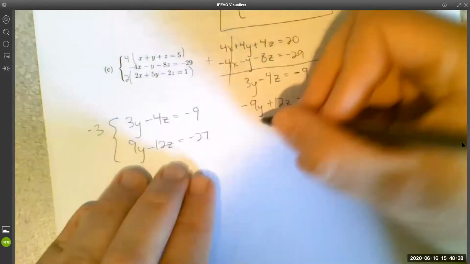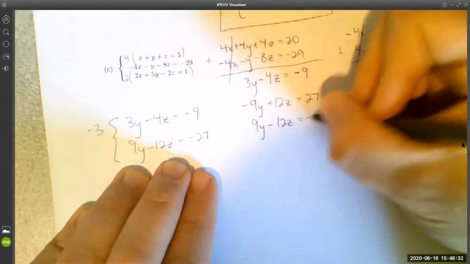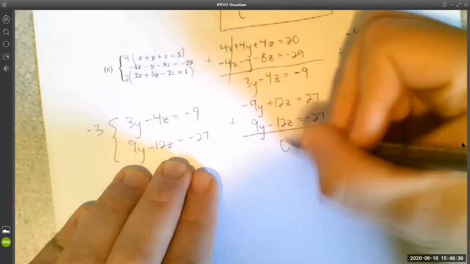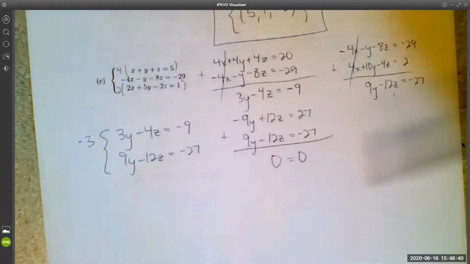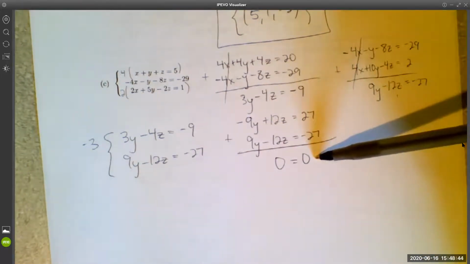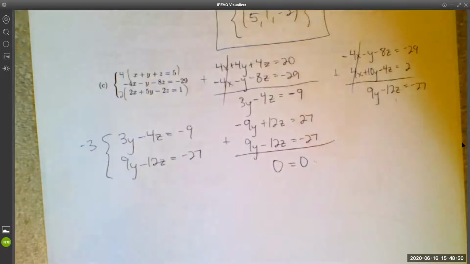The bottom equation stays the same. 9y minus 12z equals negative 27. I add these things up, and I get 0 equals 0. So what does that tell us? Well, this is a true statement, right? It's an identity. So it tells us the same thing that it told us in the previous section, right? It tells us that there are infinitely many solutions to this system.